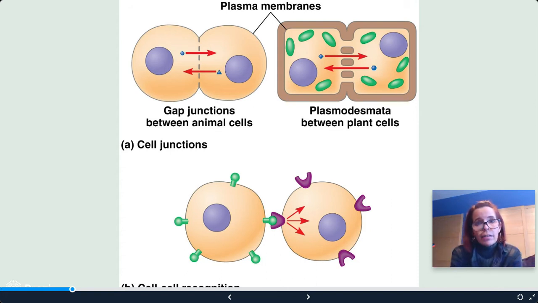If the cell has a different shape, let's say instead of looking like this, it looks like this, if it has a different shaped protein, then that tells the white blood cell maybe this cell has been infected, maybe it has become cancerous, or maybe this isn't actually a cell and it's an invader, maybe a bacteria or a virus. Either way, that signal of the wrong shape tells the white blood cell to attack and start the immune response. So that's an example of cell-to-cell recognition.